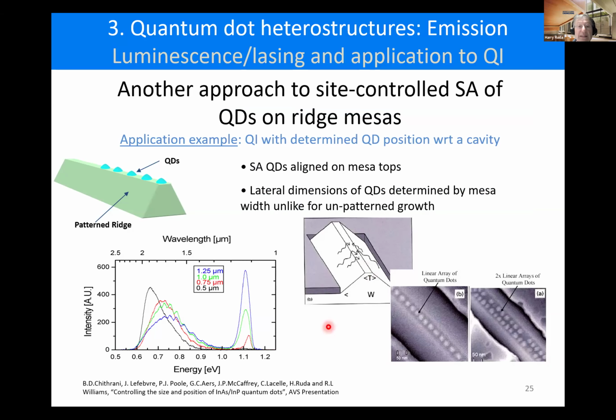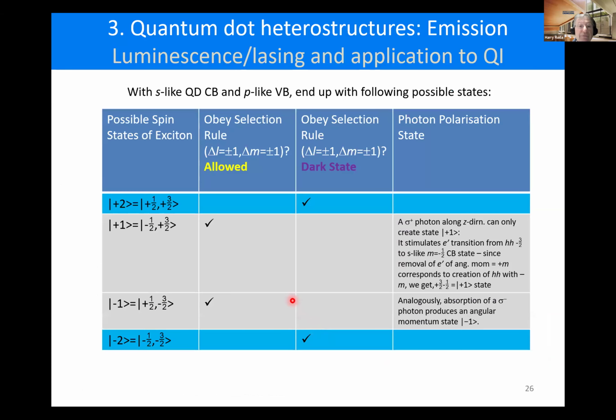And moreover, since the positioning is determined in these systems, we can set them within cavities, and we can use Purcell enhancement to enhance the emission rate. So just very briefly, on the selection rules for light with these structures, there are going to be dark states depending on the quantum numbers, and there are going to be allowed, bright states. With right and left circularly polarized light, we can access these two allowed states. We'll call them the +1 and the -1 states, owing to the symmetry of the conduction and valence band states that comprise these dots.